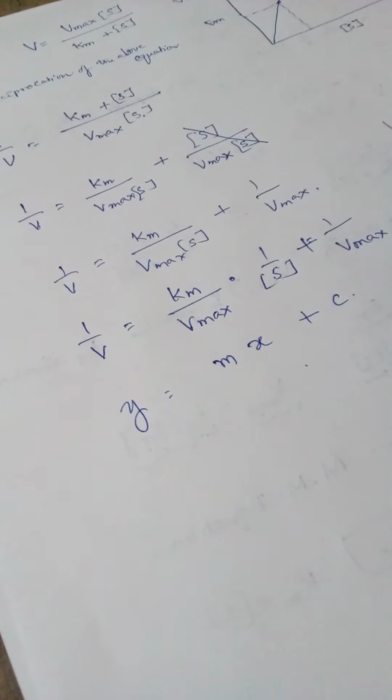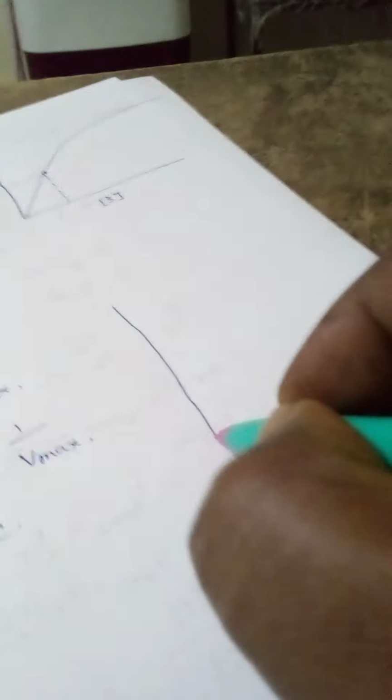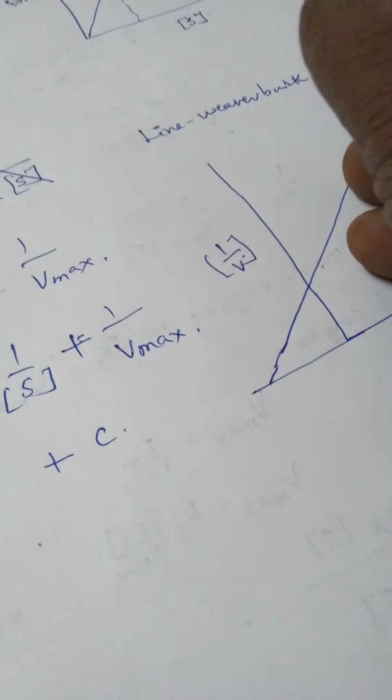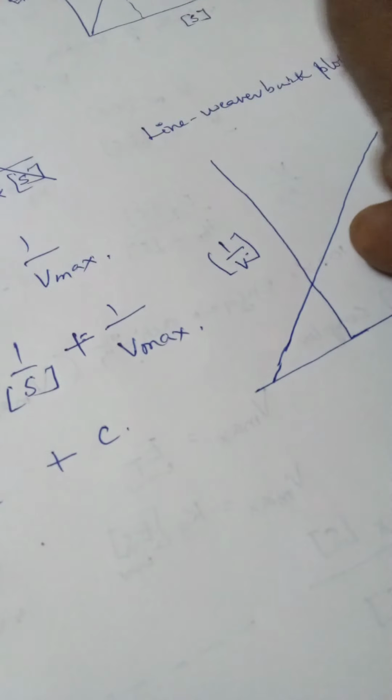Now we should go for plotting a graph like this: 1 by S, substrate concentration, versus 1 by V. So that we should get a graph like this. This is called the Lineweaver-Burk plot. The Lineweaver-Burk plot is what we get by double reciprocating the Michaelis-Menten equation. We should get this one.